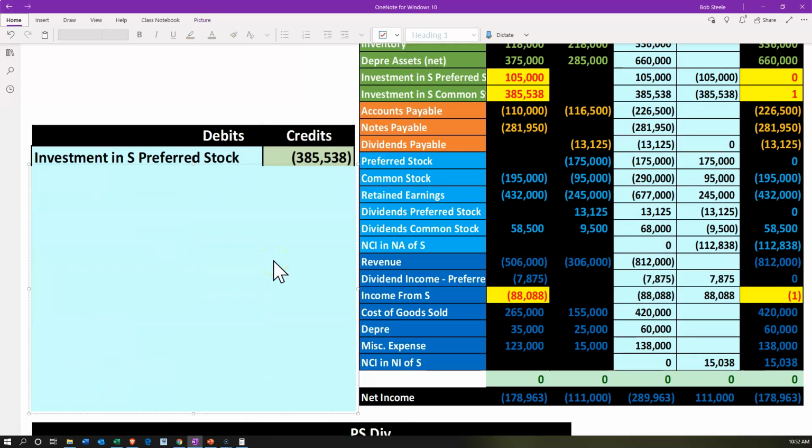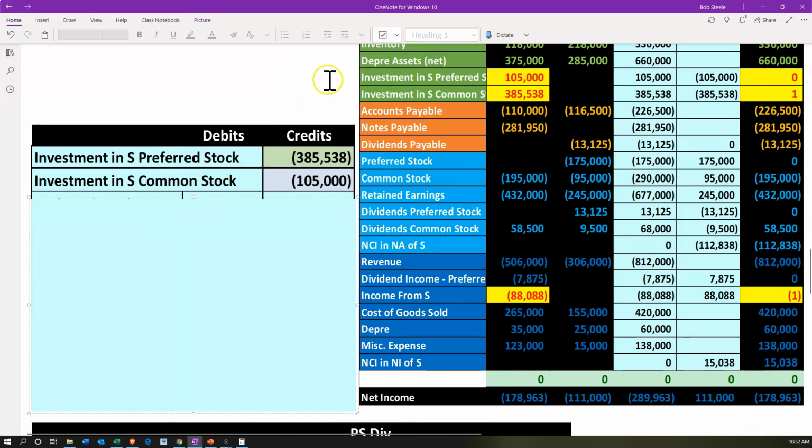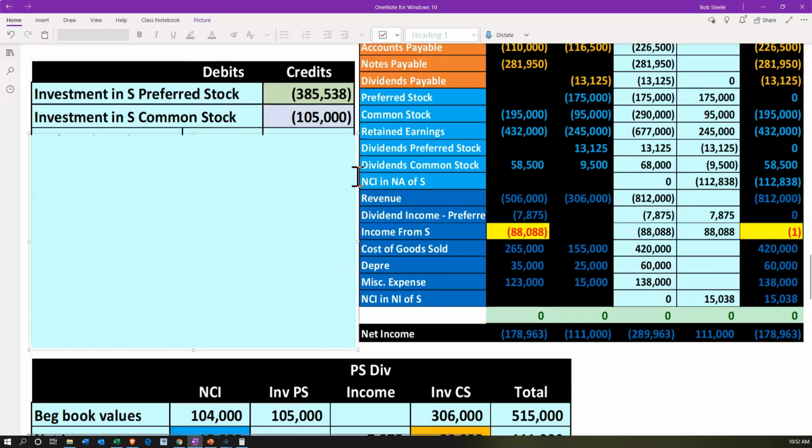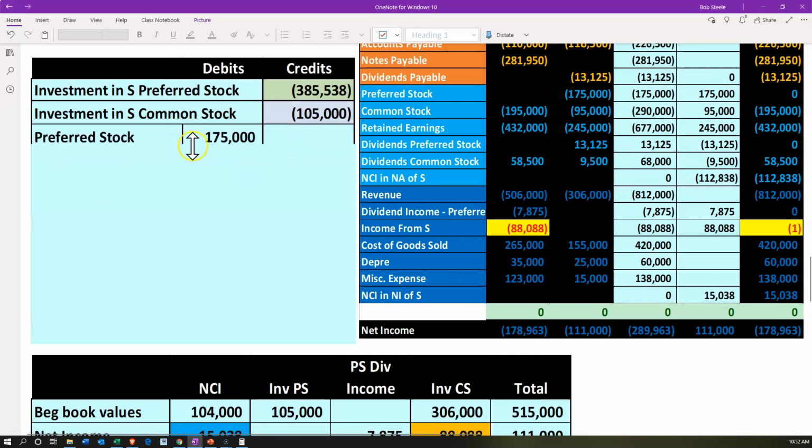So here we are with our main journal entry. We have the investment in S and preferred stock and common stock. That's going to be these two accounts. Those are going to have to go down to zero. We're going to go back to these numbers in a second. So let's continue to the next one, and then we'll go back up to the numbers there.